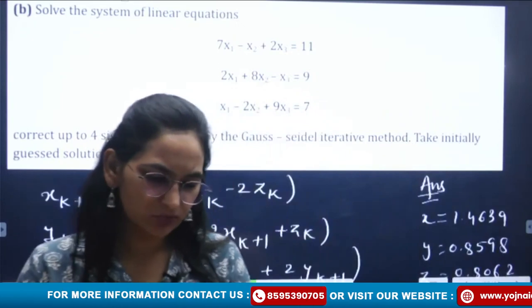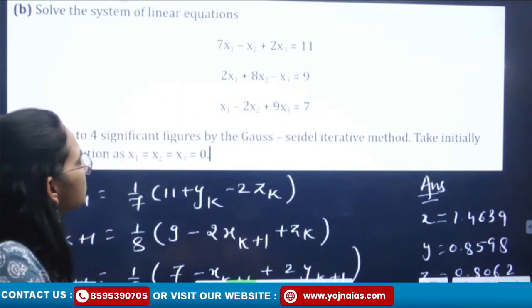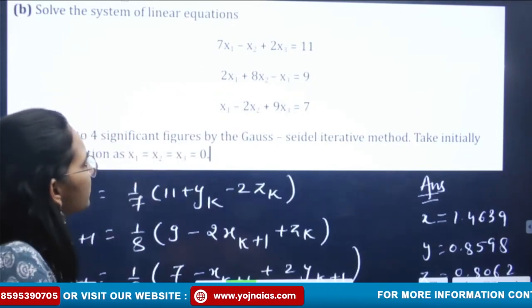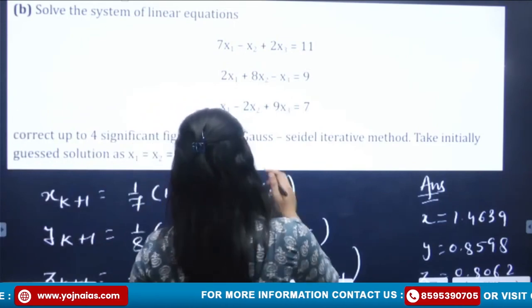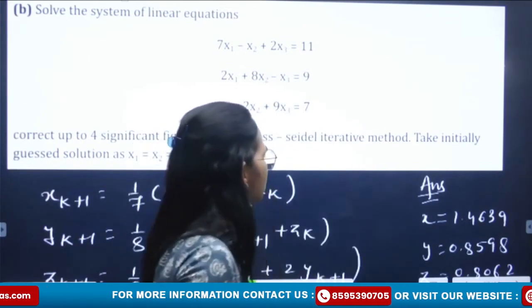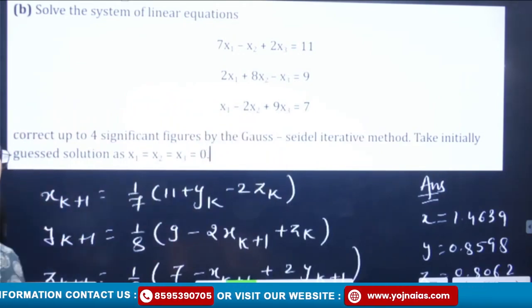और आगे वाली देखो एक बार क्या कहते हैं. 2x1 plus 8x2 minus x3 is equal to 9. x1 minus 2x2 plus ... by using Gauss-Seidel method up to 4 decimal points, है ना, 4 significant figures or 4 decimal points. So Gauss-Seidel method में क्या करते हैं, this is the iteration.